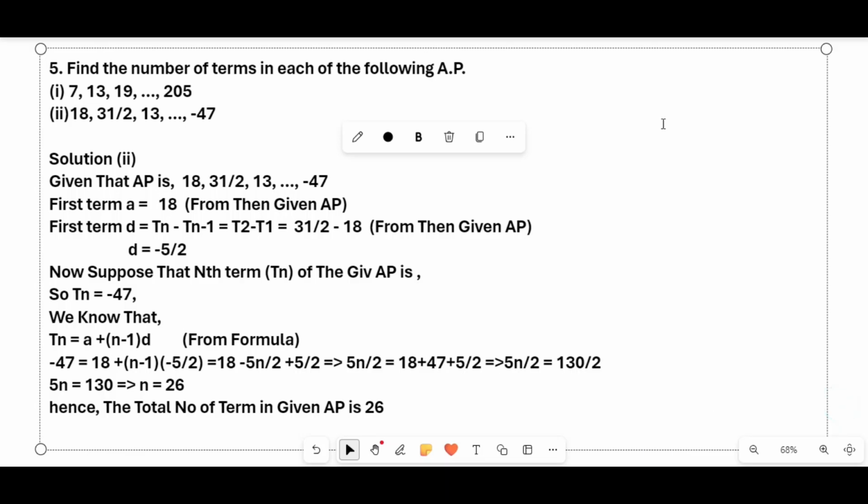Okay, so here we have just one mistake. It will be 130 plus 5 is equal to 135. Sorry, 135. So it will be 27, and it will be 27. Sorry, this is just a minor mistake. So the given AP has a total of 27 terms. So we just move ahead now for the next question.